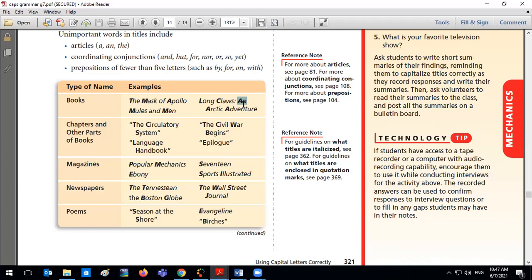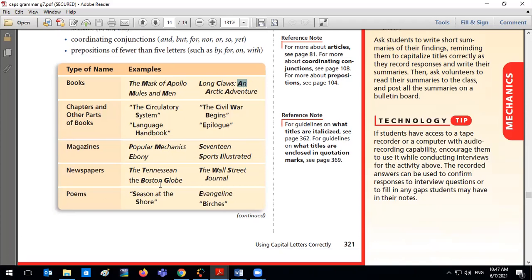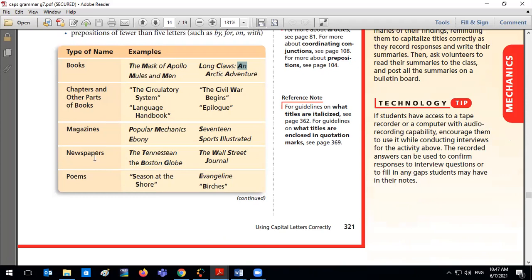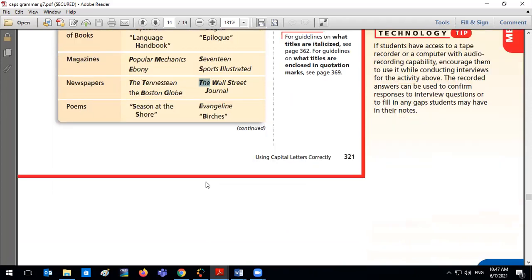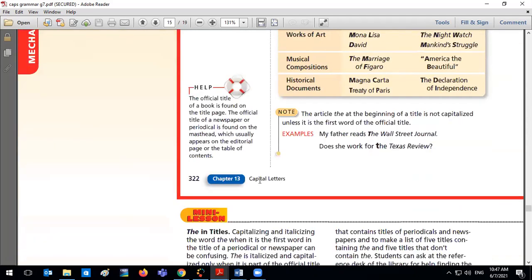Okay, again here, students always ask, how can I tell that the word "the" is part of the newspaper title? You'll find that it's italicized. And I'm going to mention it right here in this example. My father reads the Wall Street Journal, a very famous newspaper in America, a financial one. If you look here, the difference between this "the" and this "the."